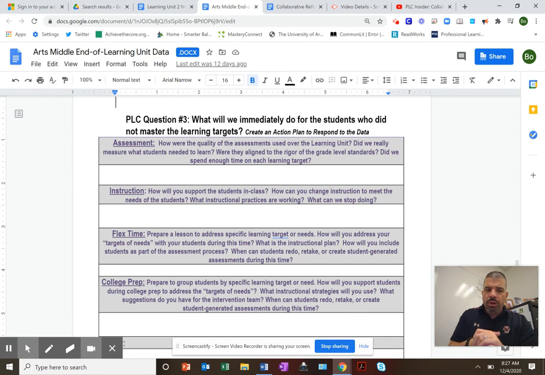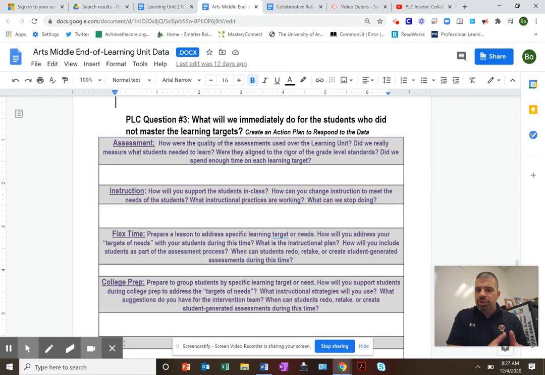And then here are 4 blocks that we have. Assessment. How were the quality assessments used over the learning unit that you used in class? Did we really measure what students need to learn? Were they aligned to the rigor of the grade level standards? And did we spend enough time on each learning target? So this is just a great way to reflect on the assessments during the learning unit.